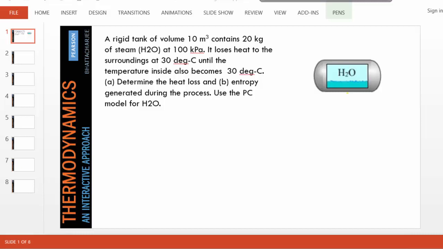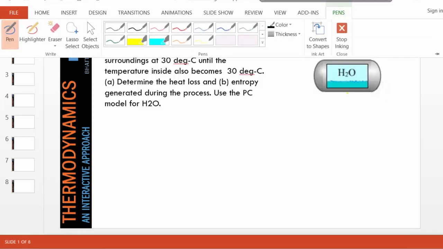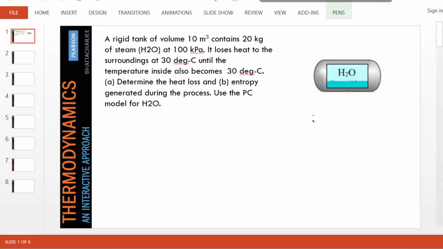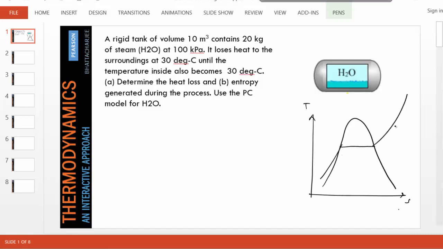Just so that we understand what's going on, let's draw the process on a T-S diagram very quickly. And of course, we are going to use the PC model. Initially, 100 kPa is the pressure, so we know that the initial state is somewhere along this 100 kPa line.